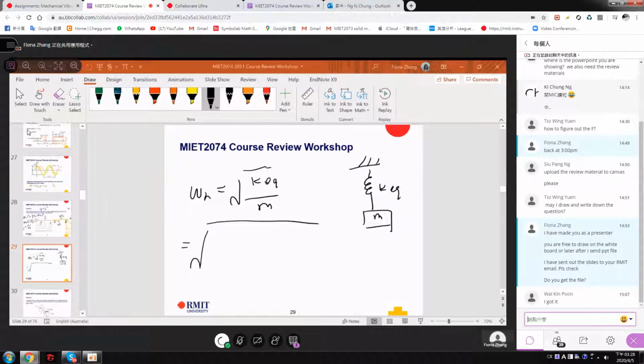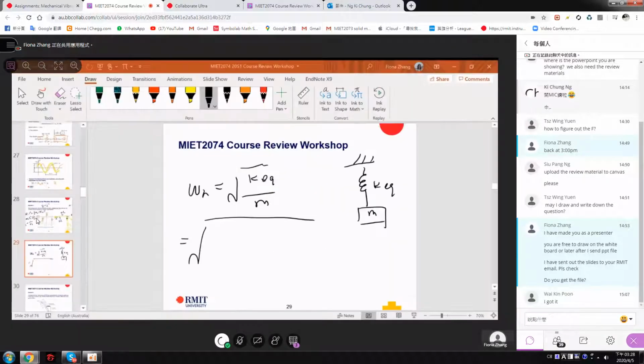Right. So any questions here? Otherwise, we go to the next example. Right. So here is basically just to introduce how you model the problem.